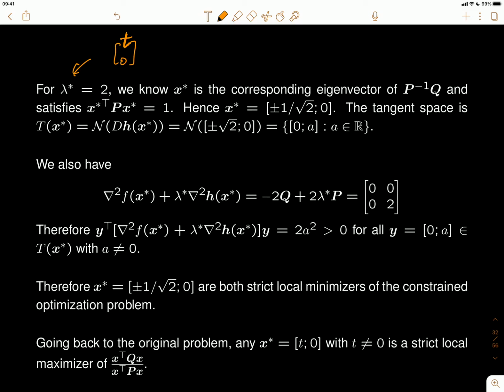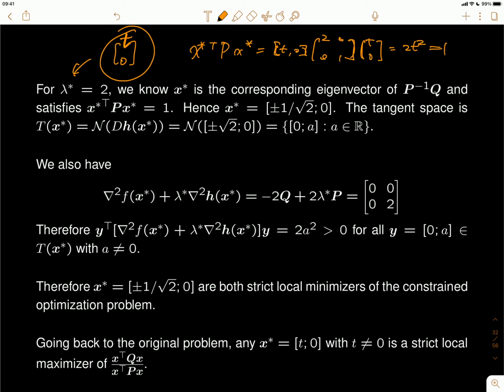But I also want this x star to satisfy this equal to 1. Because 2P is just the diagonal matrix, we solve this: x star transpose P x star, and the x star can be specified by something like this, t, 0. So we get 2t squared. I want this to be equal to 1, so t squared needs to be 1 half, and t itself can be 1 over square root of 2, plus or minus. All right? Now that's the x star.